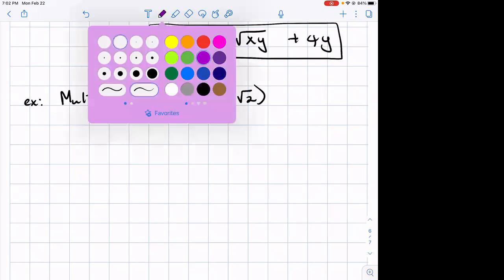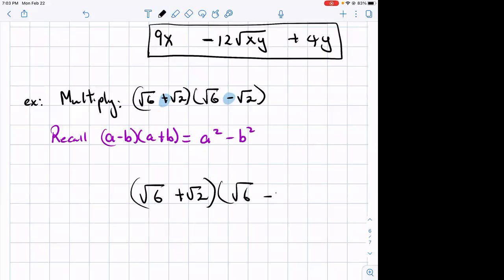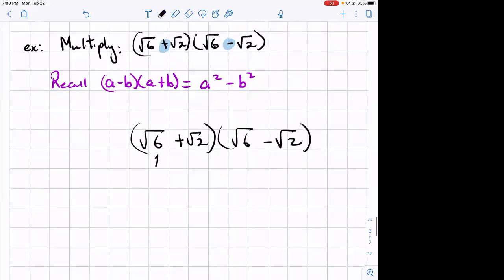And we know, if you recall, if we have a minus b times a plus b, that is equal to a squared minus b squared. So it's the first term squared minus the second term squared. So if we have the square root of 6 plus the square root of 2 times the square root of 6 minus the square root of 2, this is my first term, so it's the square root of 6 squared, always minus the second term, square root of 2 squared.